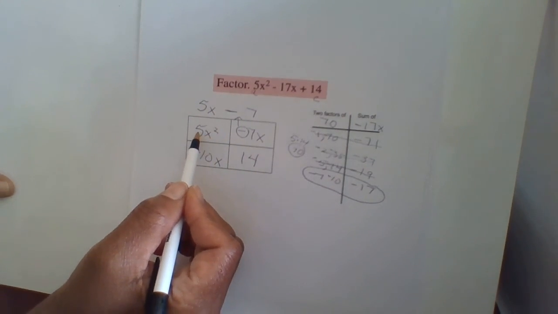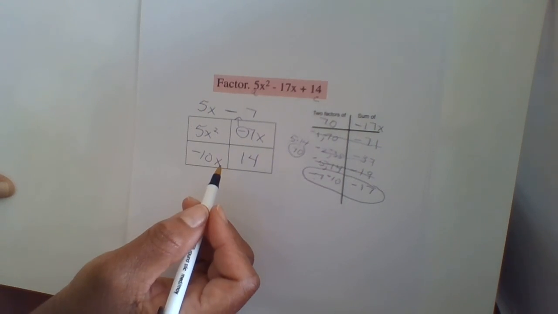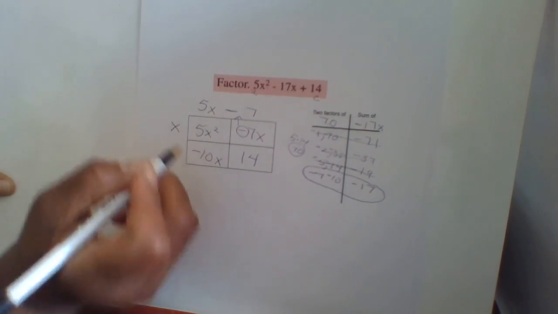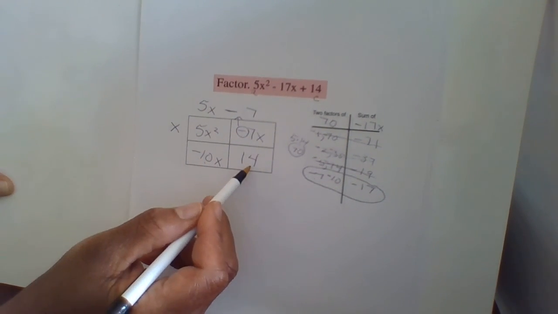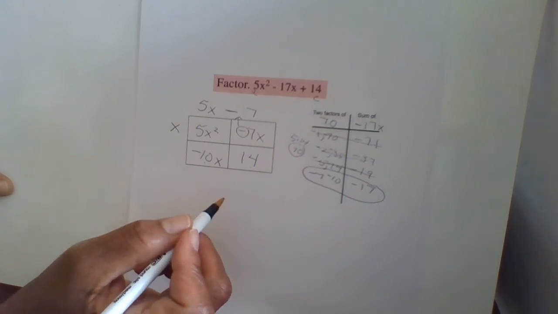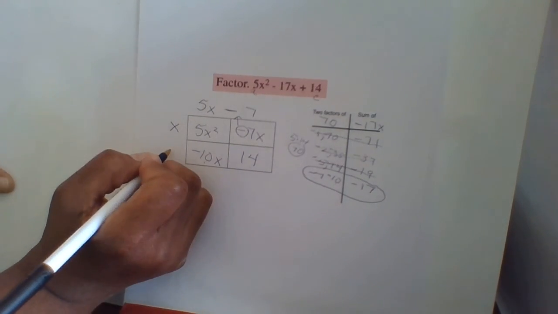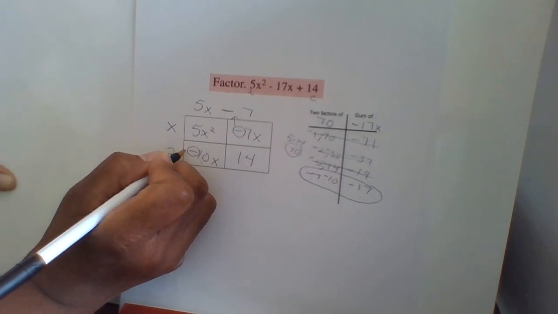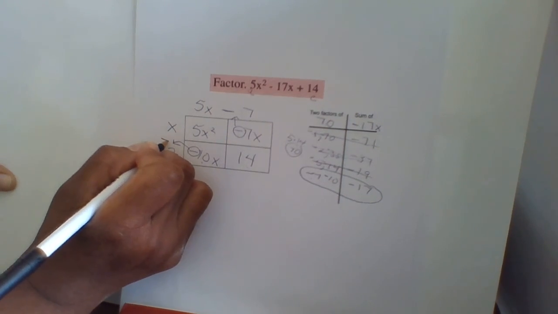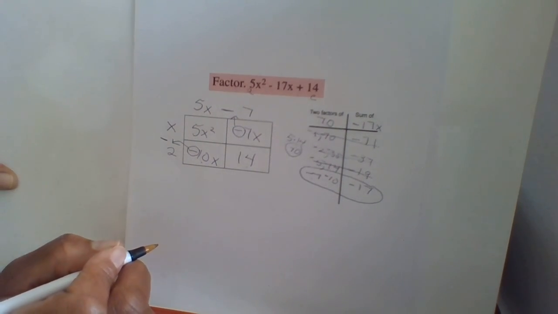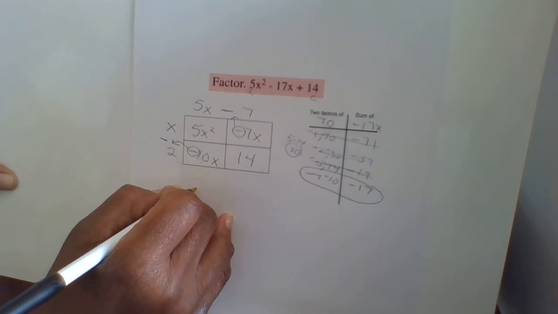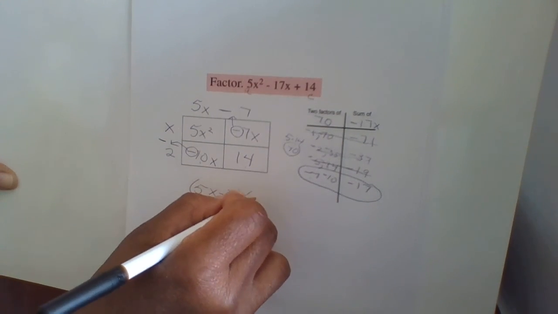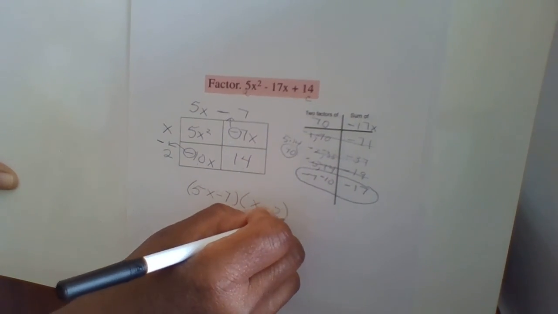Now the rows. What does 5x squared and negative 7x both have in common? They both have x's. Put it to the left. What does negative 10x and 14 have in common? Well, both of those numbers can be divided by 2 evenly. But since this term right here is negative, then a minus is going to go between the two. So my final answer would be 5x minus 7 times x minus 2.